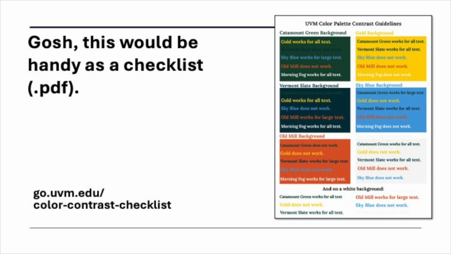Yes, it would be handy to have all of these reminders about the UVM color palette as to what works and what doesn't for text as a checklist. I've got you covered there. Go to go.uvm.edu/color-contrast-checklist, and you can download a PDF of all the combinations of text and backgrounds that we just covered. Print it out. Get it to the color printer and print it out. Tack it up in your office so that you can use it as a cheat sheet.